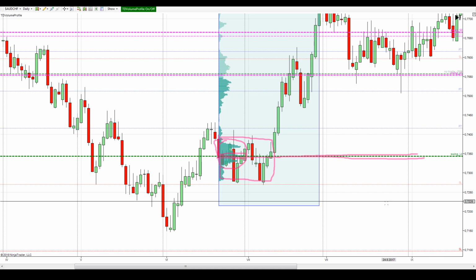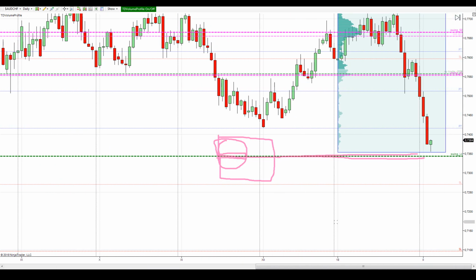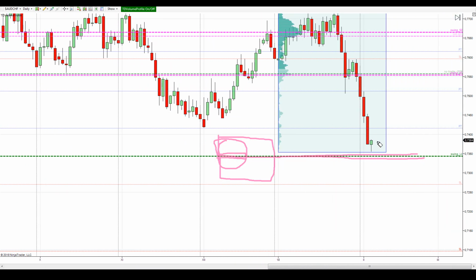So for this reason I'll be waiting for a pullback. It will be pretty soon, I think, and I'll go long from this area. Stop loss is right there, and this is the profit target.